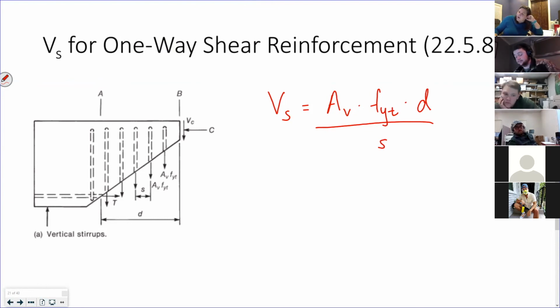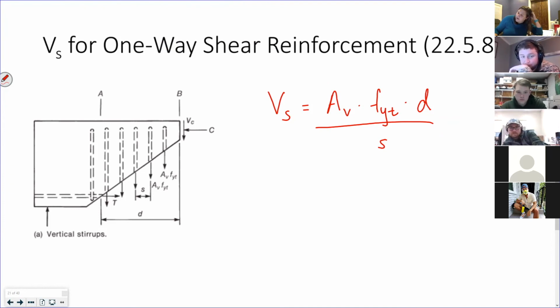Maybe we should stop right here. I know I'm throwing a lot at you guys, because now we're going to talk about designing the reinforcement. So let's stop right there. We'll pick back up here next week. This will not be on the exam.